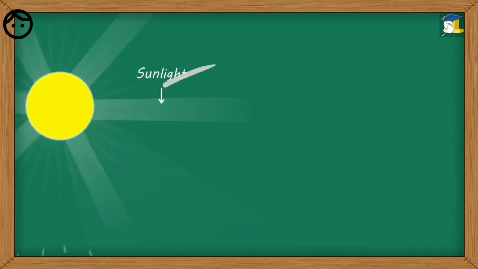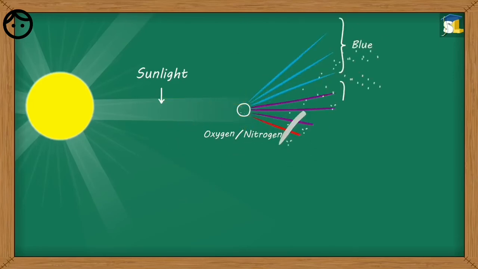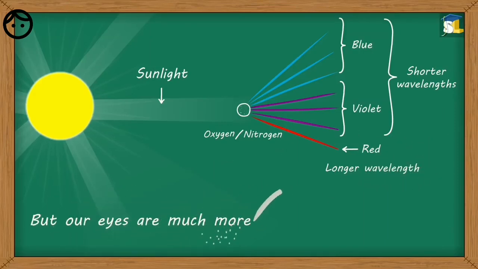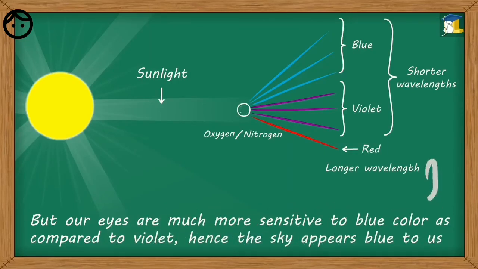As a result, the scattered light appears white. However, when the sunlight strikes particles of oxygen and nitrogen, which are smaller than the wavelength of sunlight, the colors of sunlight having shorter wavelengths, that is, blue and violet, are much more scattered than colors having longer wavelengths. But our eyes are much more sensitive to blue color as compared to violet. Hence, the sky appears blue to us.